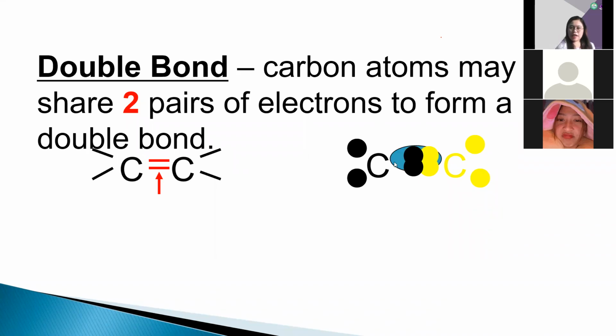So this is what forms the double bond. This one is 1 bond here and then another bond here. All in all, 2 pairs of electrons will be shared, forming the double bond. So that is what happens when a double bond forms.